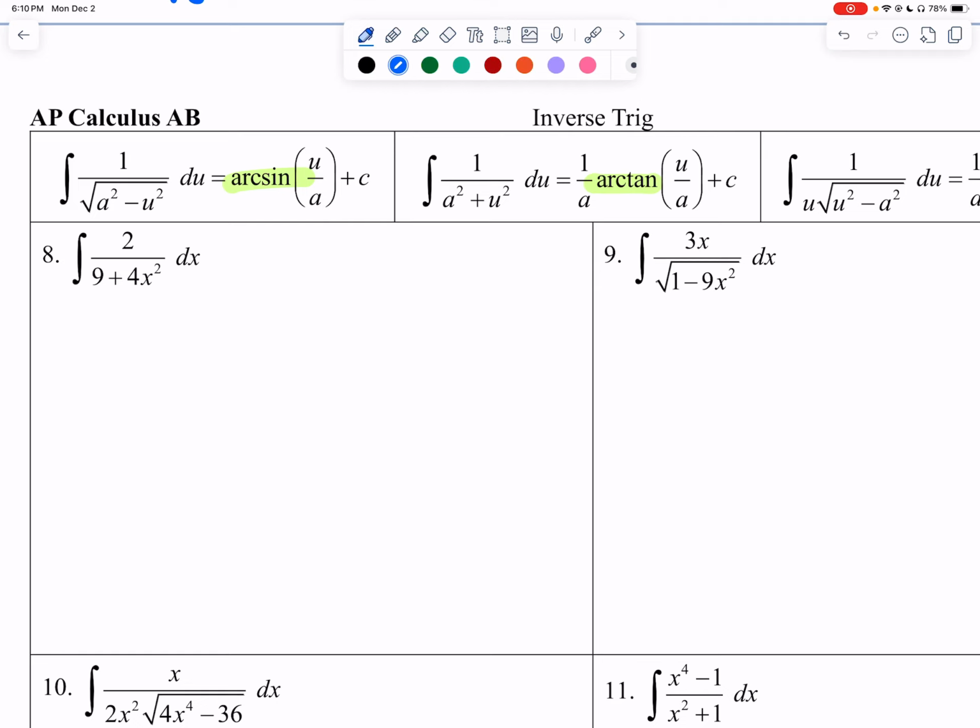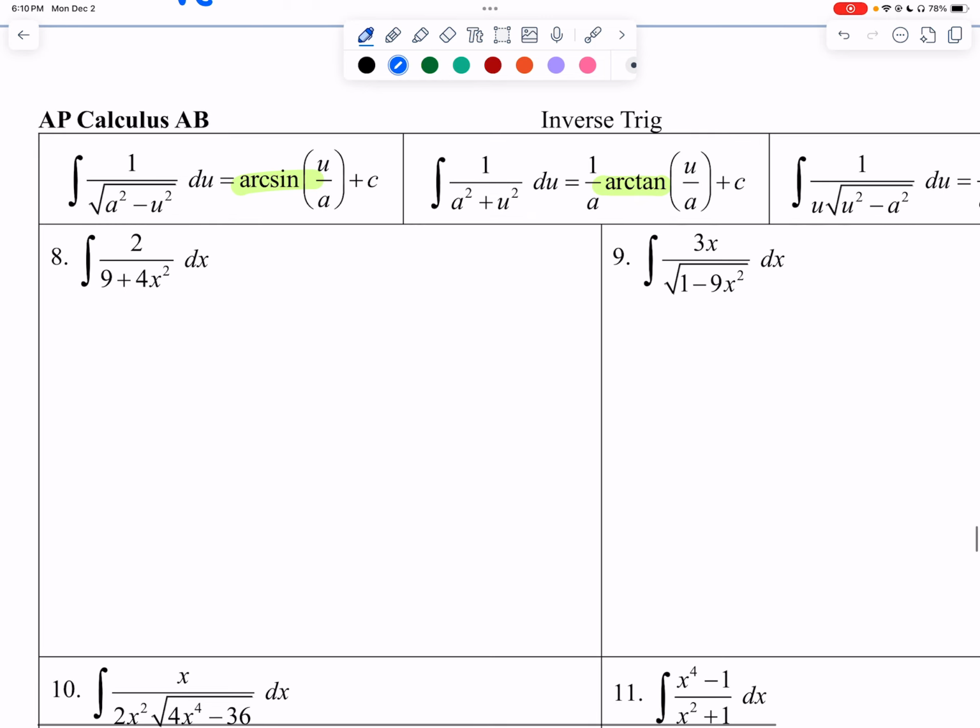Now, you also see that in our table above that we have a's and u's. A is going to be your constant, and then u is going to be your function.